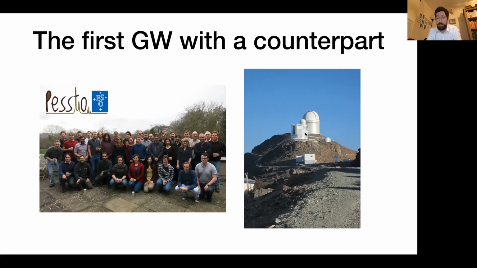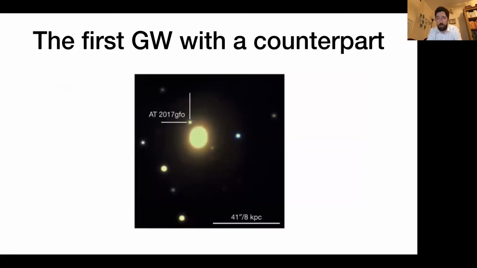I like showing the PESTO image because they got it in color. So they took filtered images in different colors and combined them. And again, you see this new transient, given the name EAT 27 GFO, that's right next to this big elliptical galaxy. So this was a tremendously exciting time.